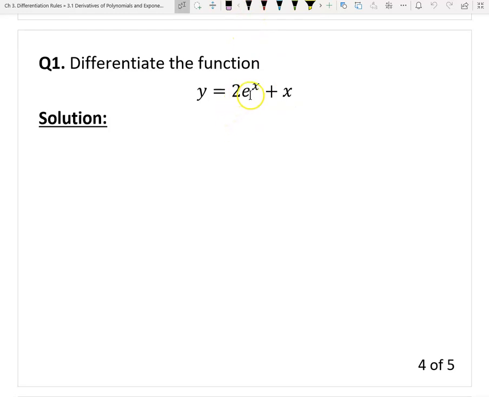Look at these questions. e raised to the x, that's a natural exponential function, and we take the derivative, which equals itself. How about x? x is a power function, and we already know the derivative of x is 1, right? So how about the linear combination? This function is just the linear combination of a natural exponential function and a power function. What to do? Linear property.